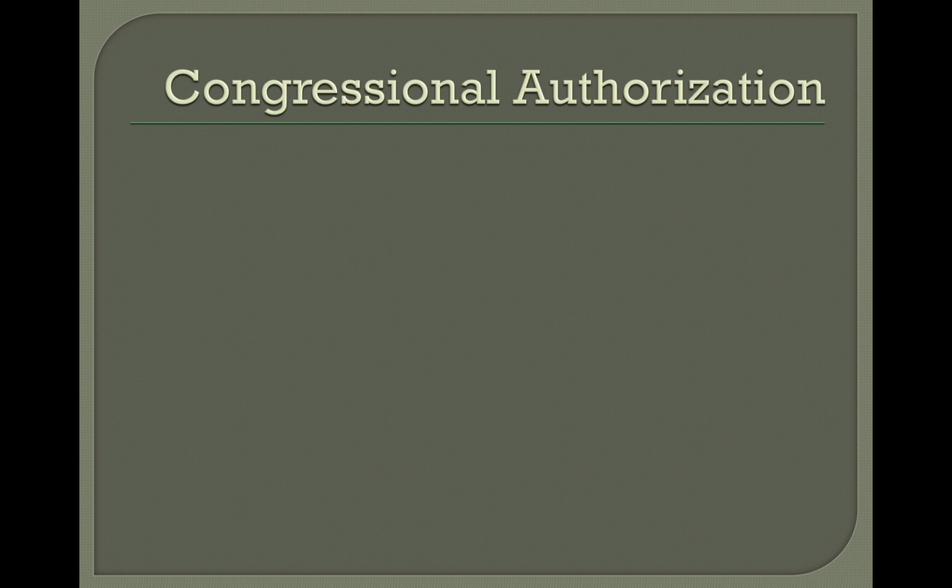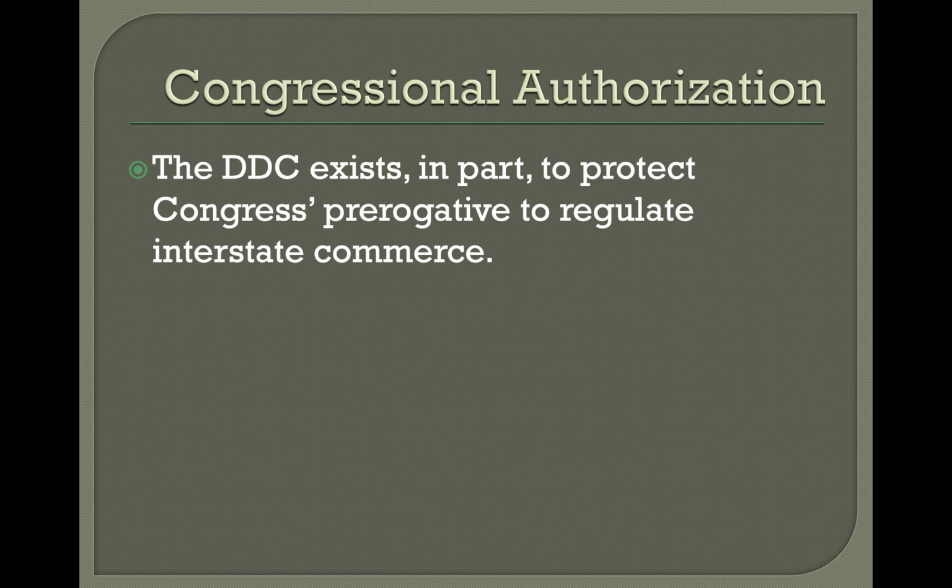So, congressional authorization. The Dormant Commerce Clause, you'll recall, there is no such thing textually in the Constitution as the Dormant Commerce Clause. The doctrine comes from Article 1, Section 8, Clause 3, the Commerce Clause itself, which is a grant of power to Congress. So one of the reasons that the court invented this doctrine was in part to protect Congress's prerogative to regulate interstate commerce. It's clear that Congress has the power to regulate commerce, and the court has never explicitly said that the states absolutely can't regulate interstate commerce.